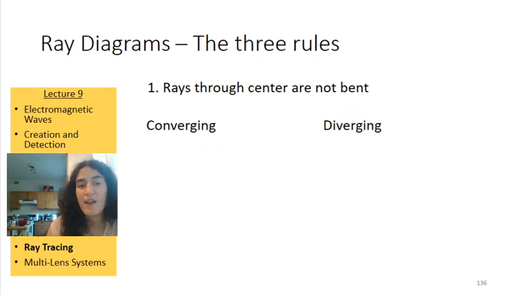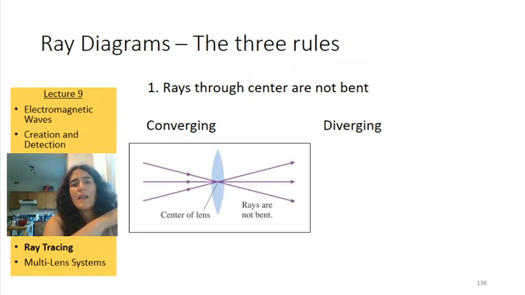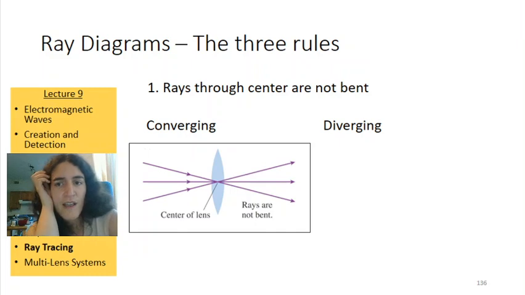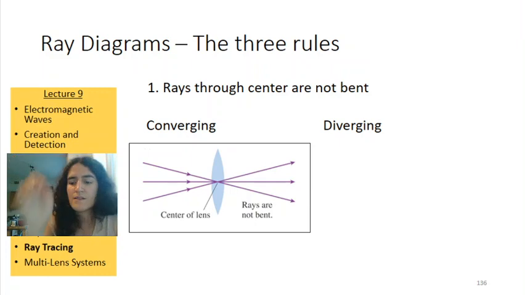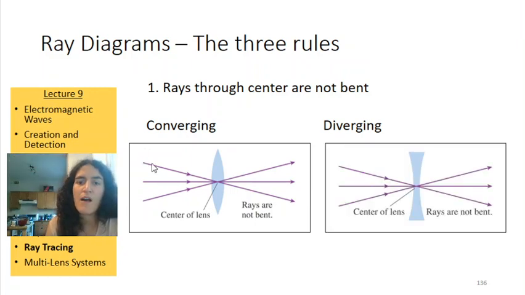Now I'm going to tell you the rules for light rays. There are three rules for lenses. For both converging and diverging lenses, anytime you have a light beam going through the center of the lens, it's not going to bend. It's going to continue as if there was no lens. Anytime you draw a light beam that goes through the center, it continues straight ahead. That's true for both converging and diverging lenses.